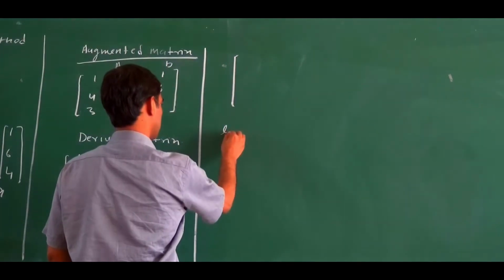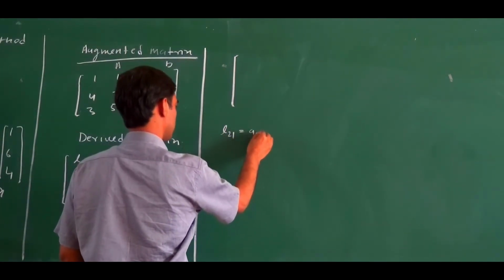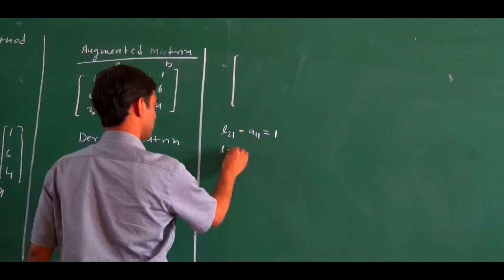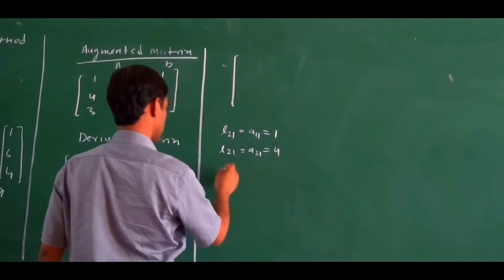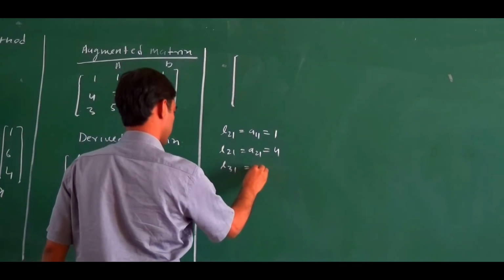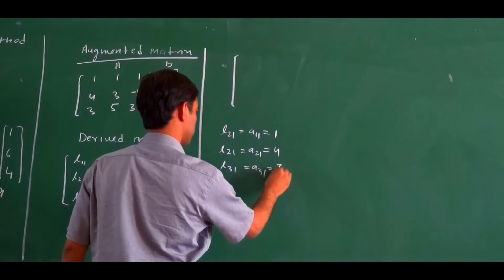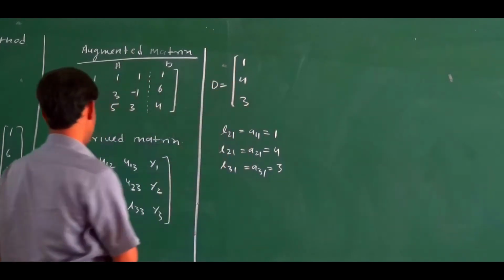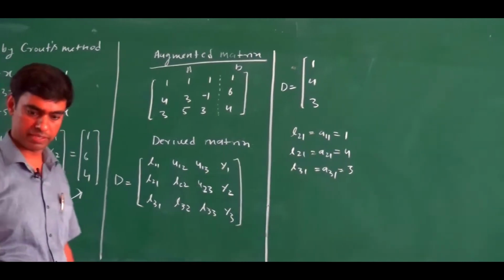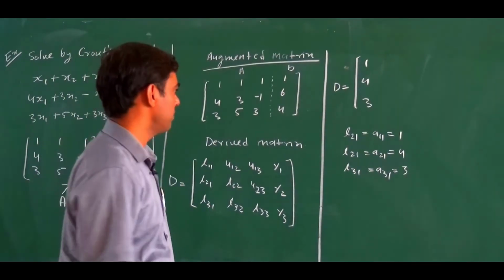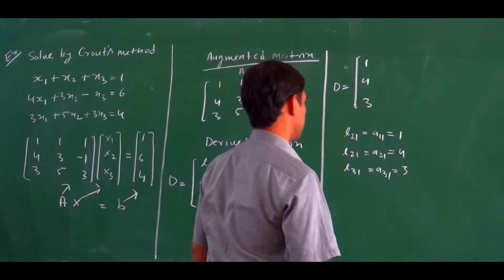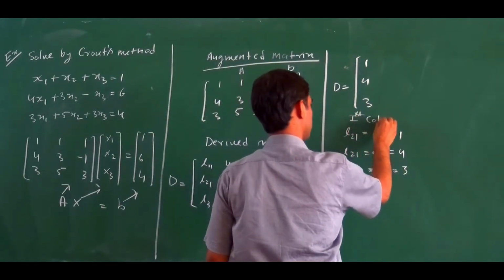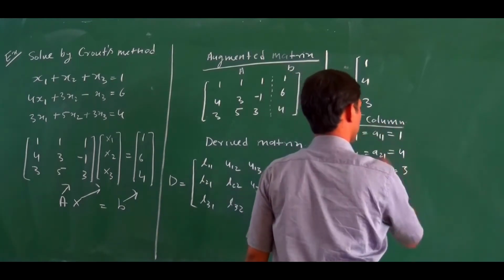So L11 is A11, and this equals 1. L21 is A21, this equals 4. L31 equals A31 equals 3. So here we write 1, 4, 3. This is also a derived matrix. This is the first column. Now, the value of the first row.